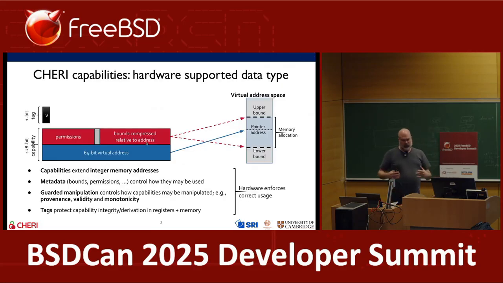So how does CHERI work? CHERI introduces a new hardware data type, the capability. In a 64-bit version, it extends 64-bit virtual address spaces with metadata that includes permissions and bounds, as well as a tag, which is not part of the main memory and is managed by the microarchitecture. Capabilities are used for all memory accesses in a CHERI system.